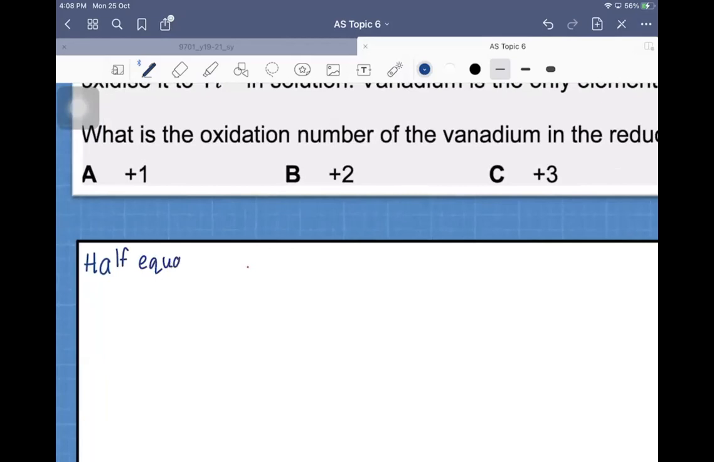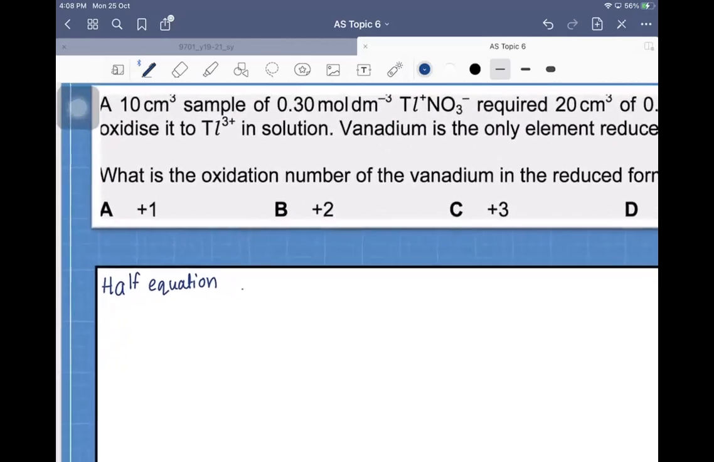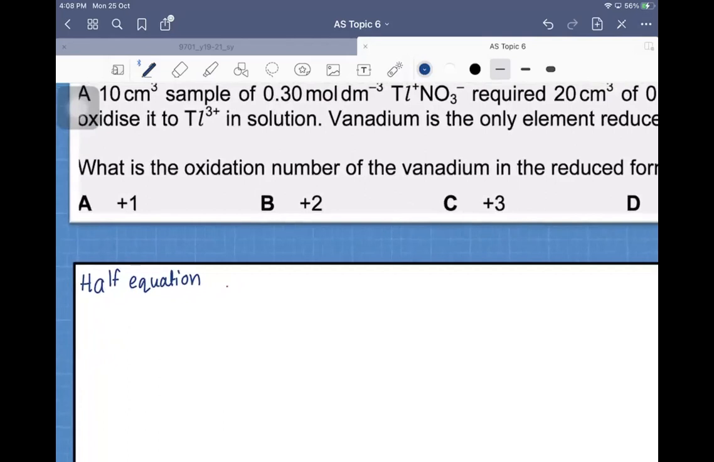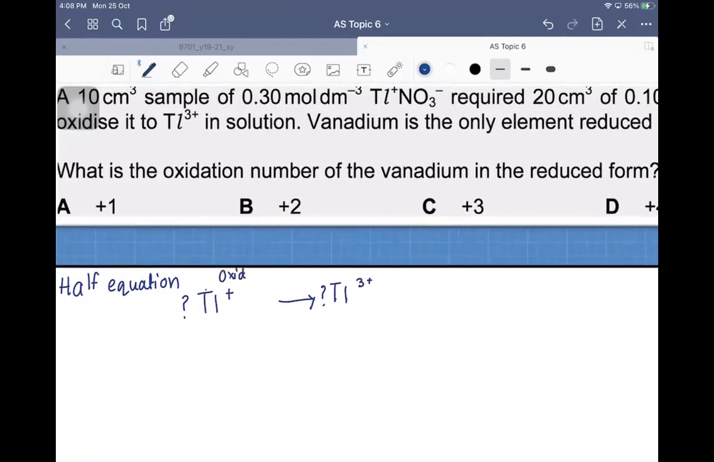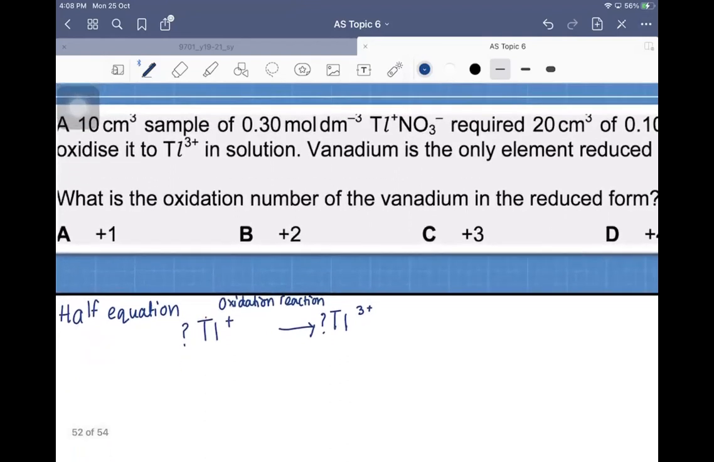Half equation based on the information given. We know that Tl+ would go to Tl3+. But we still don't know the number of moles of thallium. And this looks like an oxidation reaction to me. My oxidation reaction is not balanced. Tl+ NO3-, I can break them down into Tl+ and NO3-. I just focus on thallium because that is the species that is being oxidized.